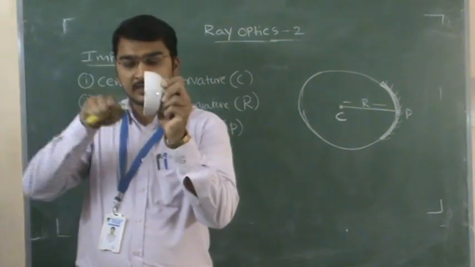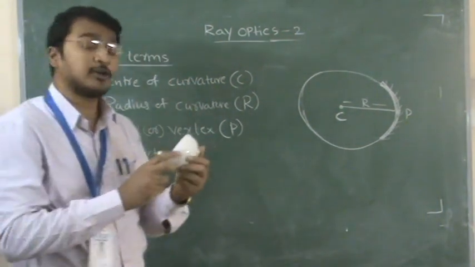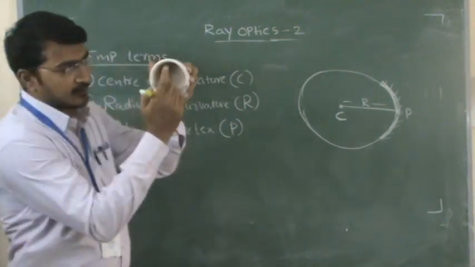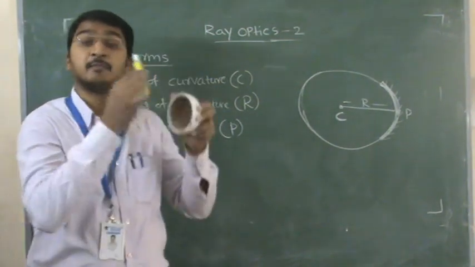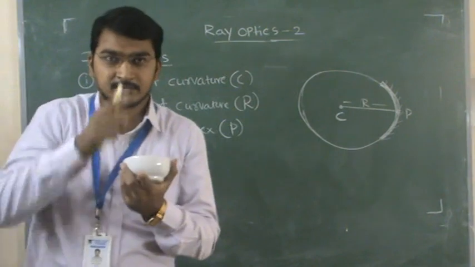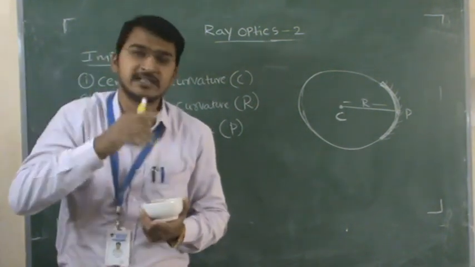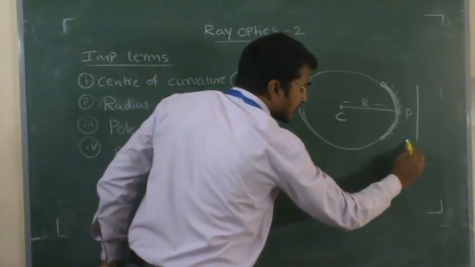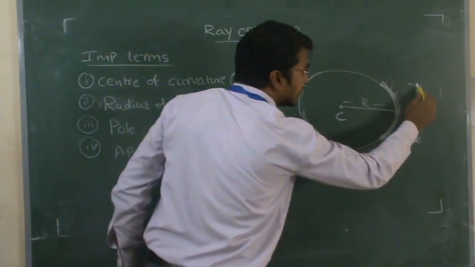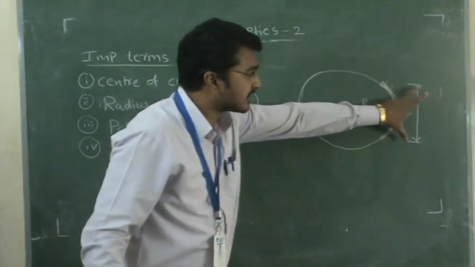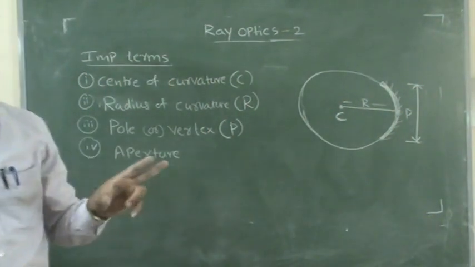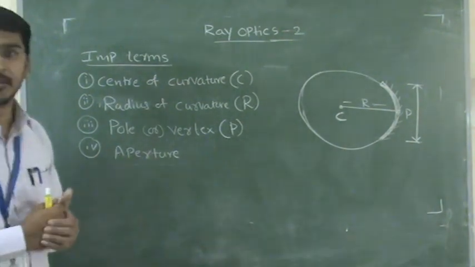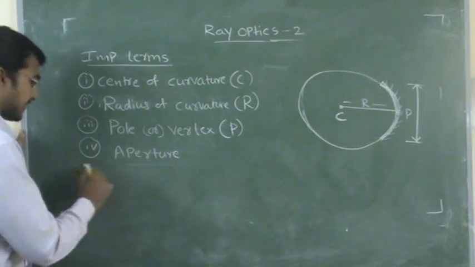If you form a sphere, exactly at the center, that is called the center of curvature. What is aperture? Aperture is nothing but the diameter. The diameter of the mirror. The mirror is in which shape? Spherical shape, nothing but a circular form. We can easily find the diameter. From here to here, the complete diameter of the mirror we call the aperture or linear aperture. This term you should remember. Got it? Next, fifth point.